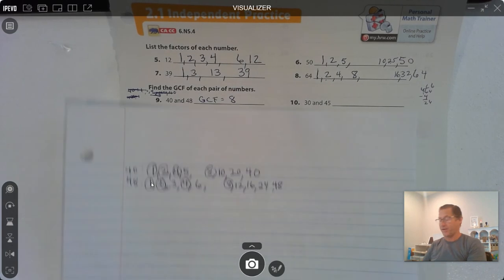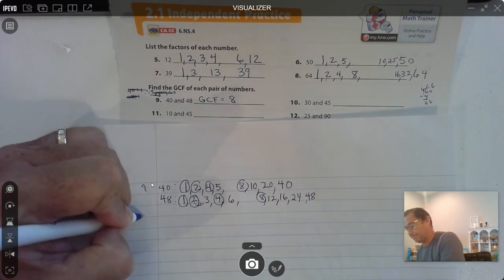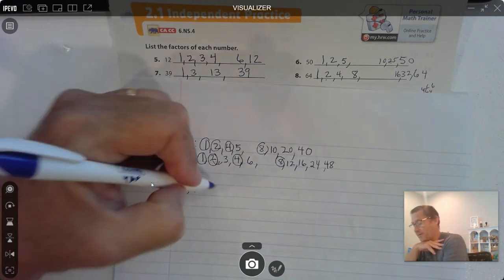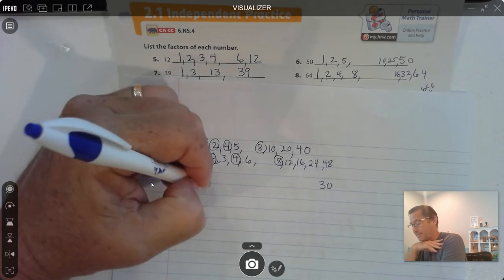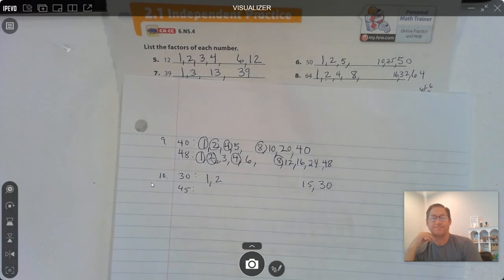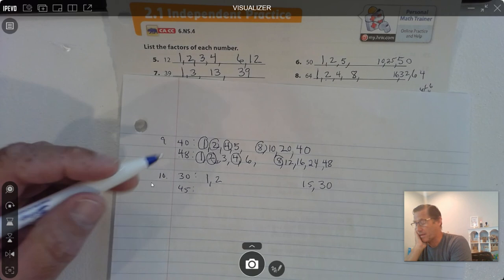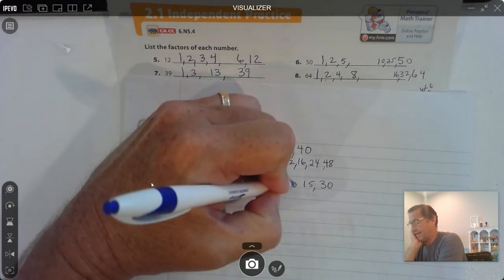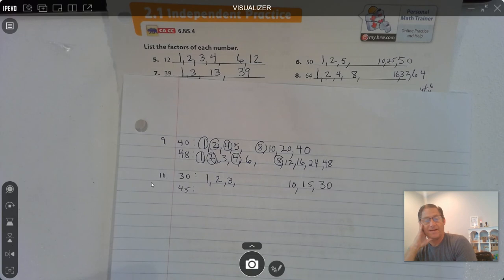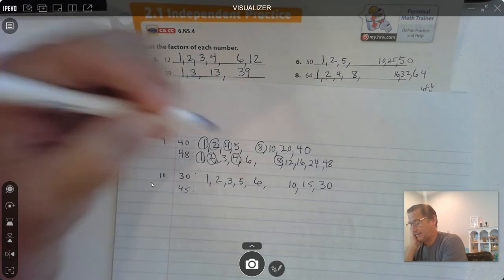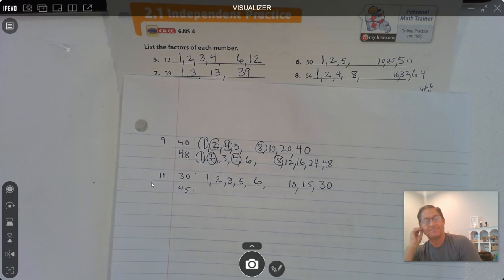Right? Number 10, 30 and 45. Right? 1 and 30, 2 and 15. Again, we know 2 is a factor of any number that is an even number. 3 is a factor of 30, 3 times 10. 4 is not a factor of 30. 5 we know is 5 times 6. 7 is not a factor of 30, nor is 8. And 9 is not a factor.